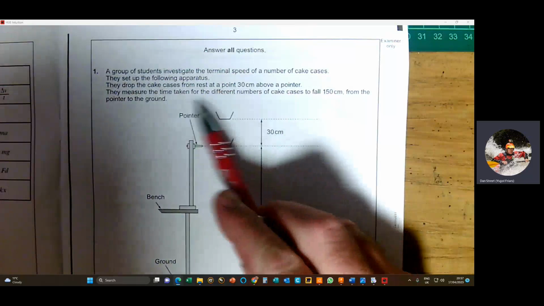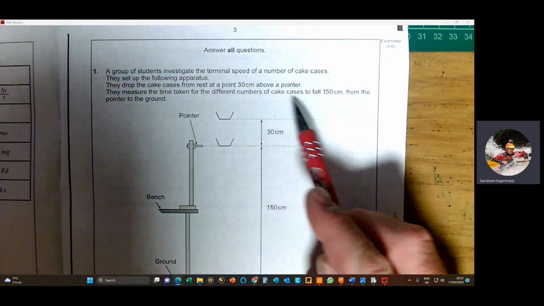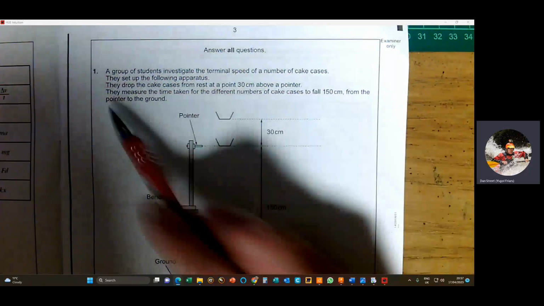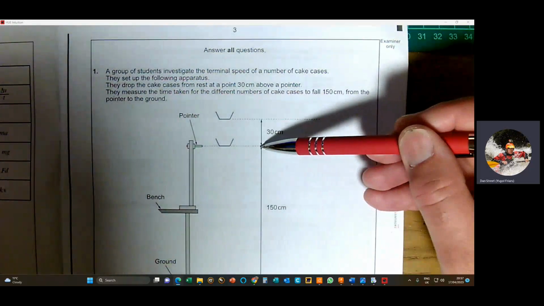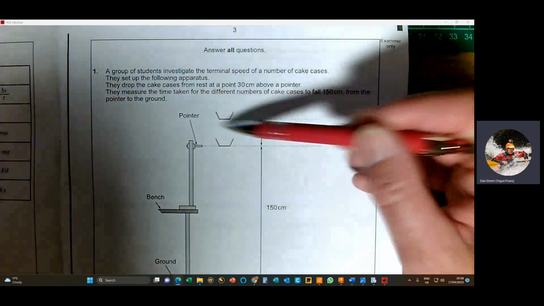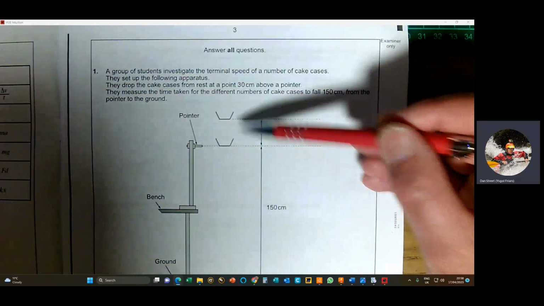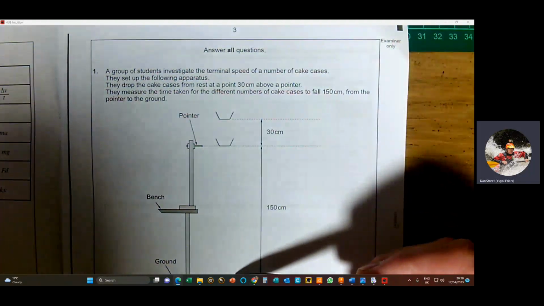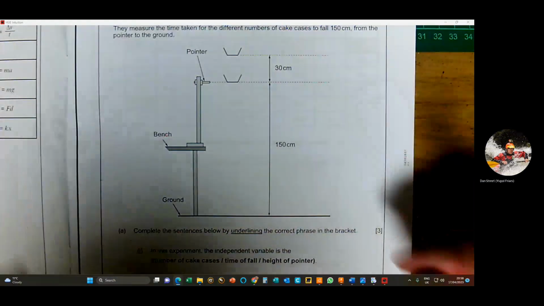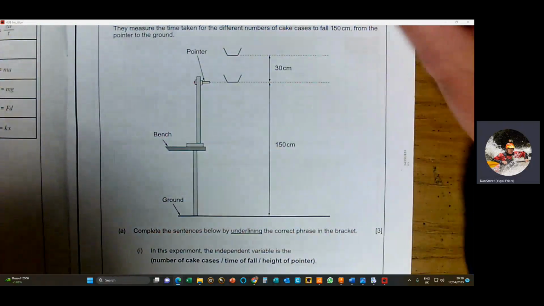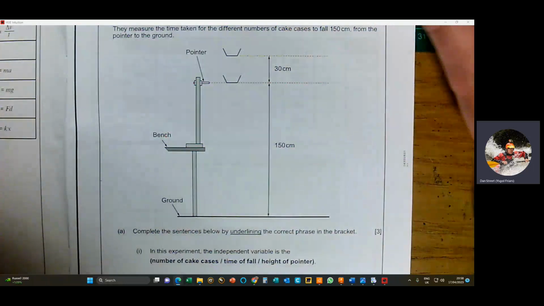They measure the time taken for the different numbers of cake cases to fall 150 centimeters from the pointer to the ground, so from here to there. So they vary the number of cake cases, they drop it from here, they only start the timer here, and they stop the timer here. So the first question asks us, complete the sentences below by underlining the correct phrase in the bracket.